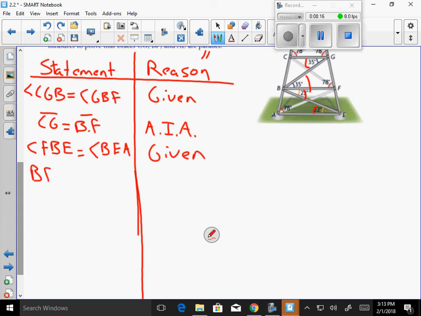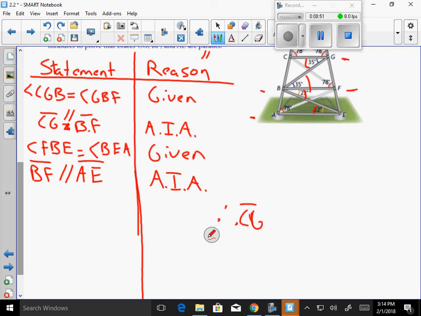So I can say that BF, not equals to, sorry, that should be parallel. It's parallel to line AE. Okay, reason for that, alternating interior angles. So now I've proven that these 2 lines are parallel. I've proven that these 2 lines are parallel, so therefore I will say that all 3 lines are just parallel.